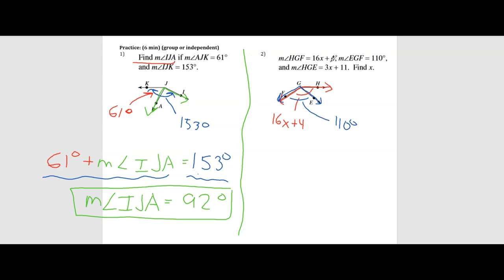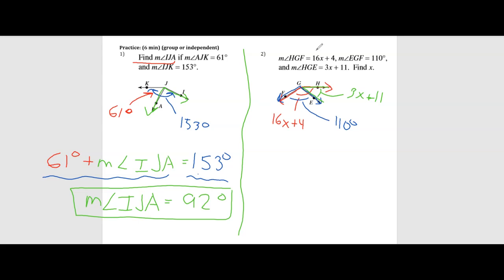And HGE, so you can see our diagram's getting a little messy. This angle is 3x plus 11. And you can find your own way of organizing the information. Maybe you want to put a little fewer markings on your diagram than I do. Maybe you want to put a little more. It's really up to you as long as you are keeping everything organized.